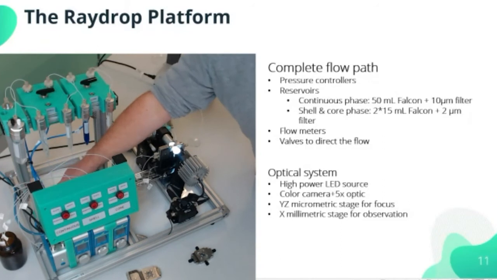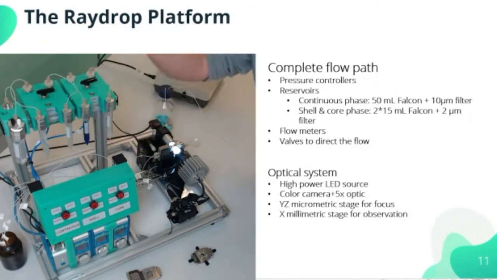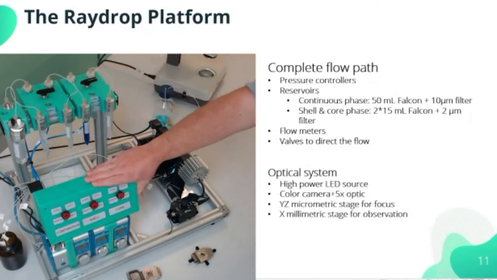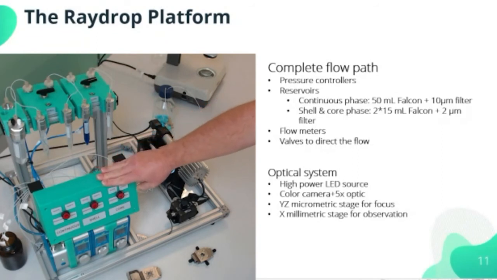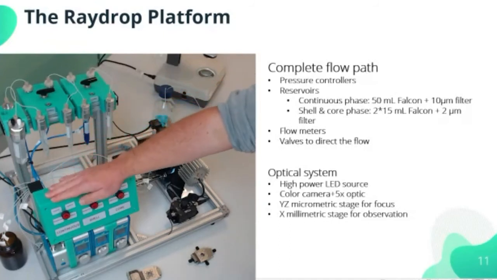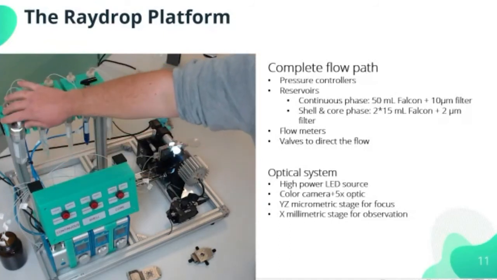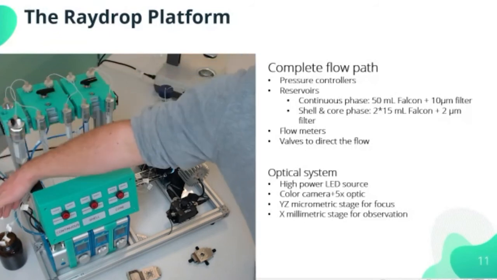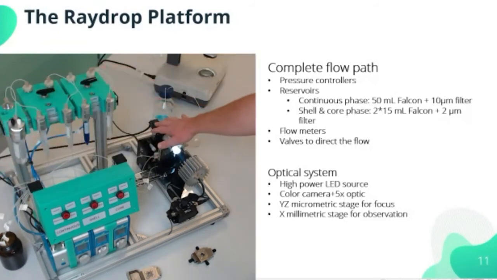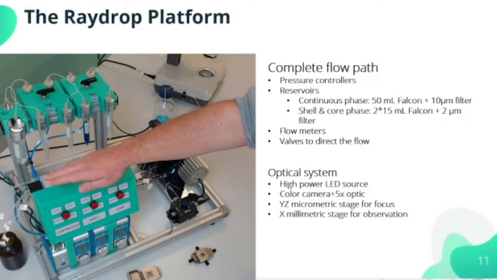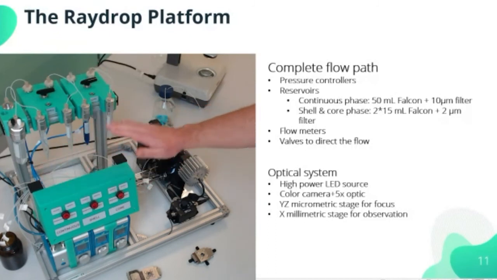You don't see them on the screen, but they are right behind. Then you have the valves panel. These 3 valves are here to easily start and stop the system, stop the flow rate, and restart an experiment when you have some trouble. The valve will allow you to direct the flow from the reservoir here to the waste on the side or to the Redrop that is here. It will be the same system of valves for the continuous, shell, and core phases.